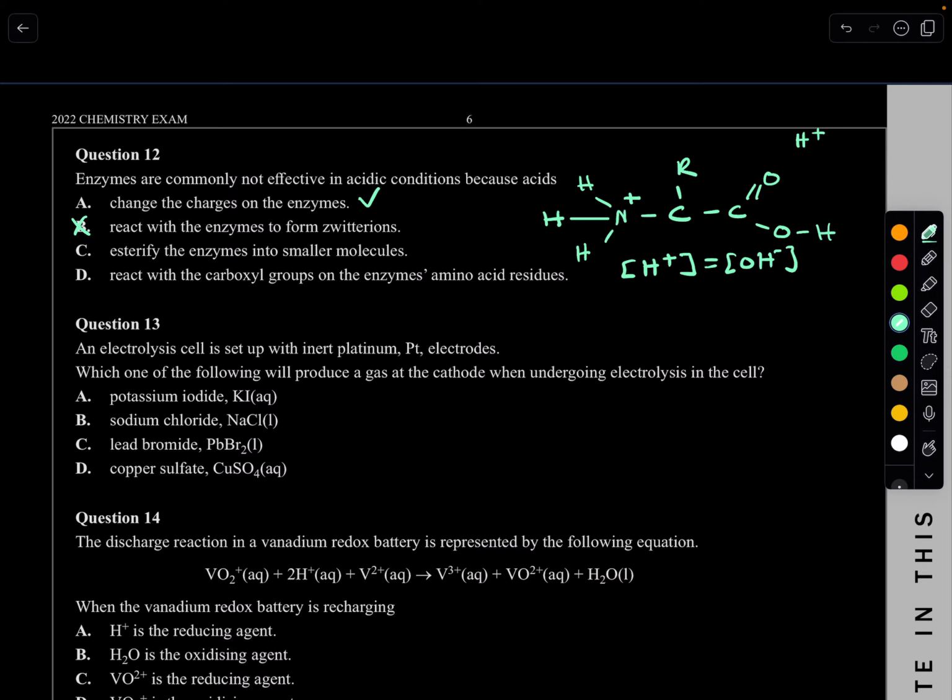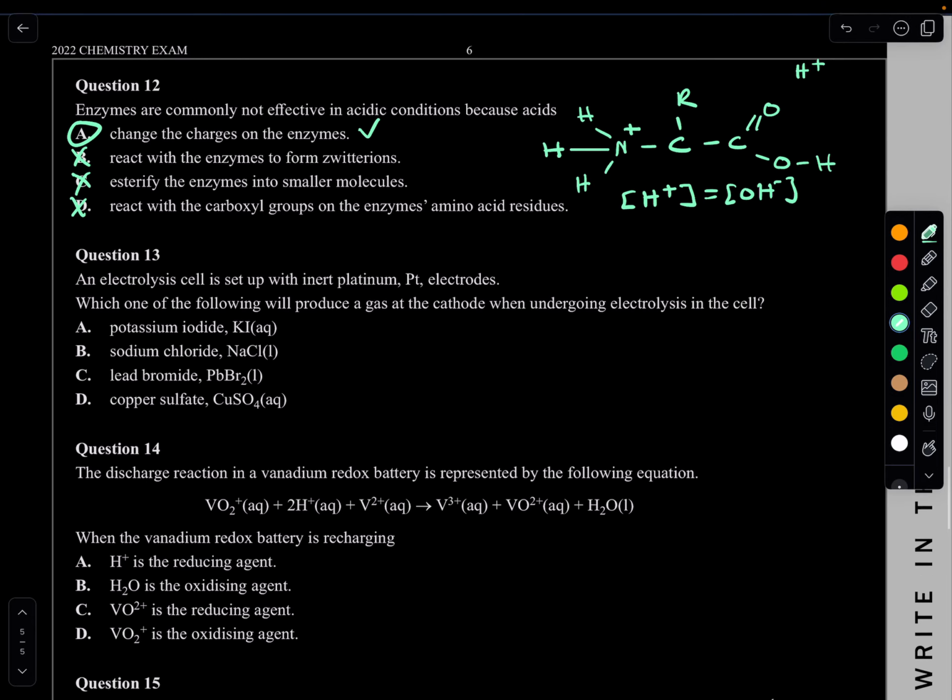Esterify the enzymes into smaller molecules. What? Esterify means you make them into an ester. Enzymes are commonly not effective in acidic condition because acids esterify the enzymes into smaller... What? No. Nothing to do with that. Well, react with the carboxylic group of the enzyme amino acid residue. No, it reacts with the amine group, not the carboxylic acid, when you put it in acid. Absolutely. So not that one. So A is your answer.